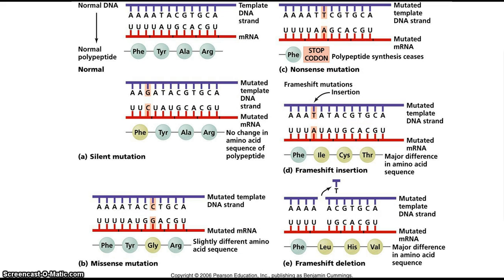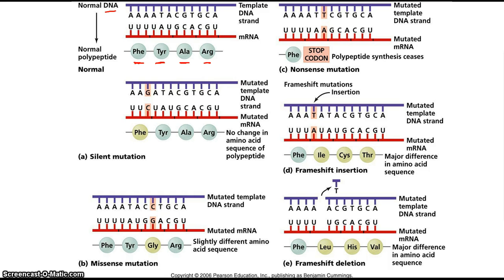So here is a picture that shows this in a little bit more detail. If we look in the upper left hand here, here's our normal peptide: phenylalanine, tyrosine, alanine, arginine. Those are the amino acids that this DNA is coding for. That's going to make our protein. Sorry about that. There, let's get rid of that.